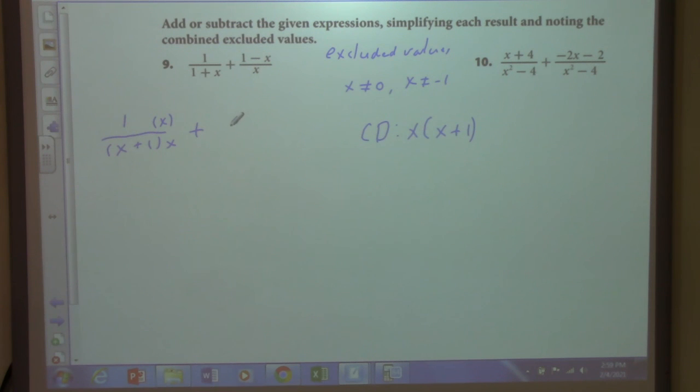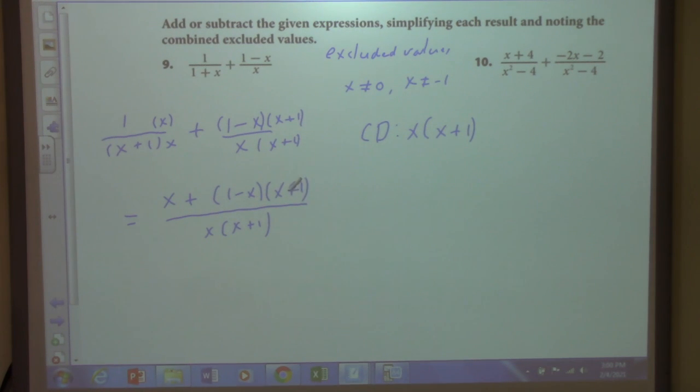Next we have 1 minus x up here over x, and how do we common denominatorize this one? Multiply by x plus 1, top and bottom. We have to multiply the whole thing. Now do we have a common denominator? Yes, we do. We have x plus 1 minus x times x plus 1, all over x times quantity x plus 1.